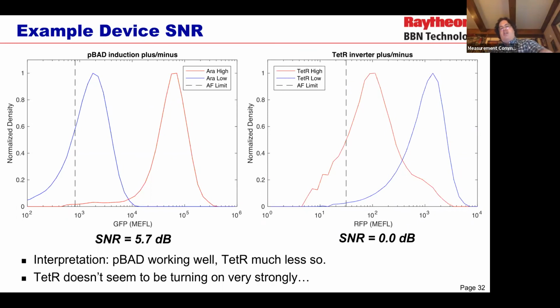Over in TET-R, we actually get a surprisingly precise 0 decibels comparing the high and the low. That's telling us that the difference between those peaks is the same size as how sloppily wide the peaks are, which means that we can distinguish it, but it's going to be hard to do much engineering with them. So the conclusion we can draw is that in this particular circuit, our arabinose induction worked pretty well. We can work with that. TET-R, not working so well.